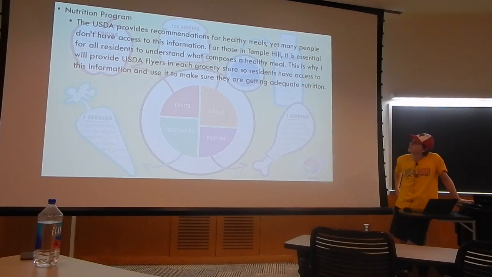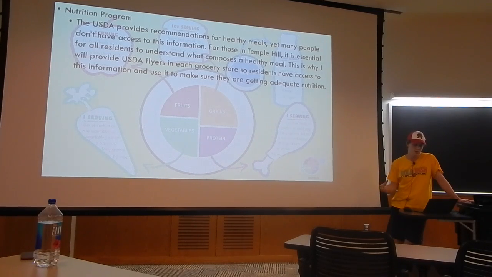So the USDA provides recommendations for healthy meals, yet many people don't have access to this information or don't even know that it exists. So for those in Temple Hills, it is essential for all residents to understand what composes a healthy meal. This is why I propose to provide USDA flyers in each grocery store as you enter, so that residents have access to this information and are able to use it to make sure they're getting adequate nutrition.